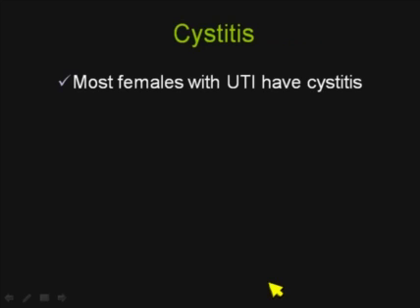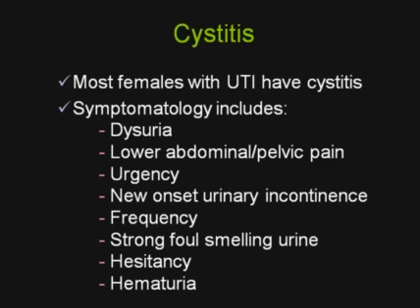Now, most females who have urinary tract infection have cystitis, and their symptomatology usually includes dysuria, lower abdominal or pelvic pain, urgency, new onset of urinary incontinence, frequency, strong foul-smelling urine, hesitancy, and hematuria.